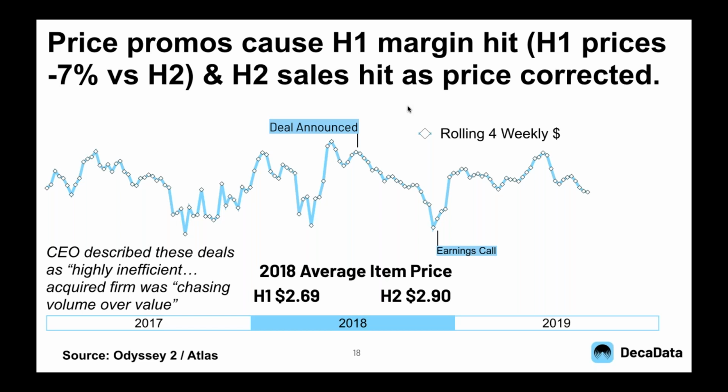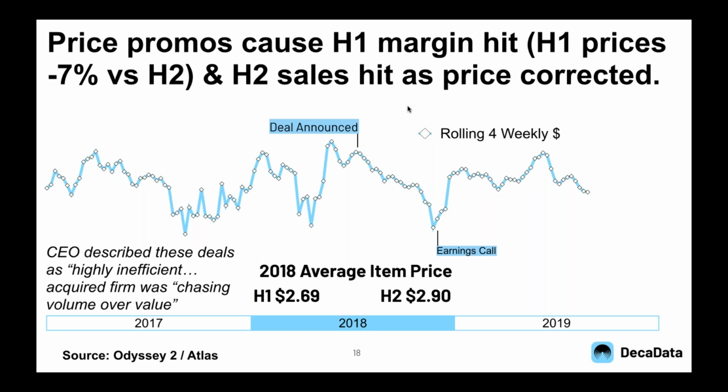So what we've discovered here is a firm that has used price promotions to drive up its business. And as a result, it has taken a margin hit. And then as soon as the deal is announced, the prices revert back to their normal level. So we see the average item price increase and dollar sales take a hit. And the CEO of the acquiring company described these deals as highly inefficient. The acquired firm was chasing volume over value.